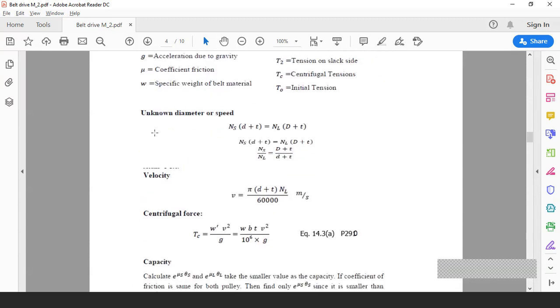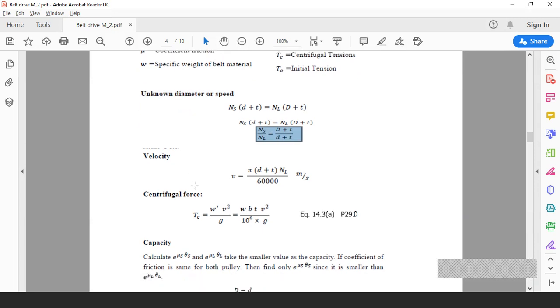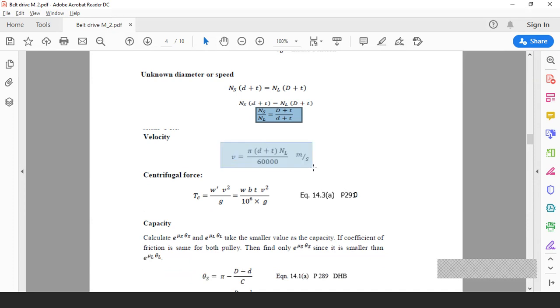Then we go for the very first step: the unknown diameters or speeds that we have to calculate using the speed ratio expression, either for a flat belt or a V belt. Next step, we go for the calculation of velocity V. Either we calculate the unknown diameter or we calculate the velocity, whichever is known, and find out the unknown value, either diameter or velocity.